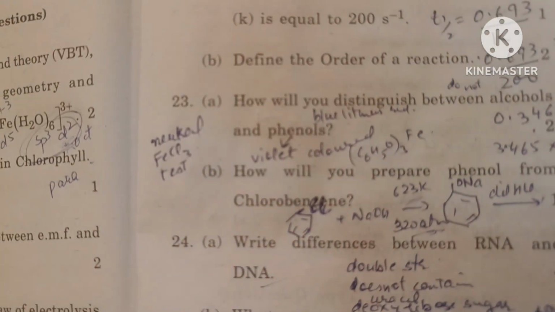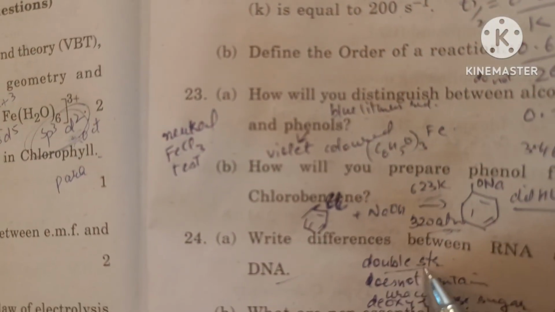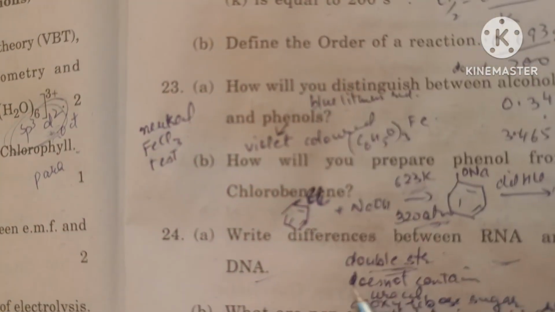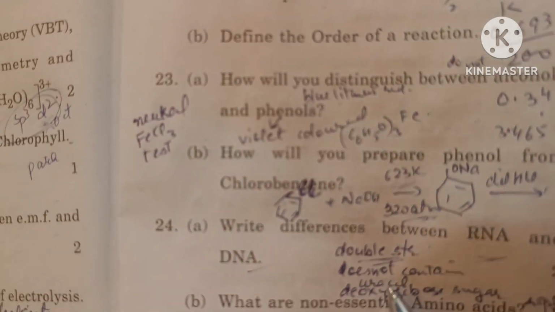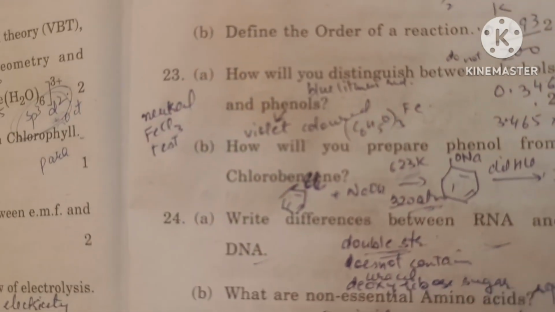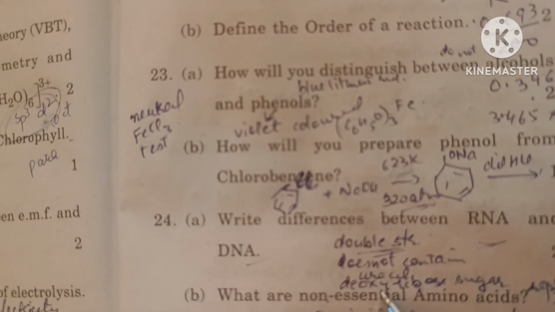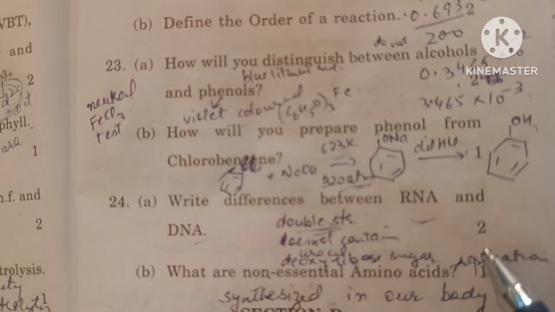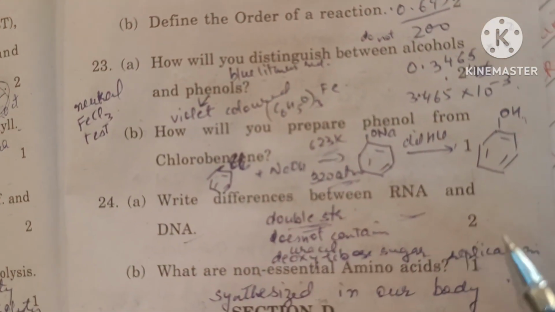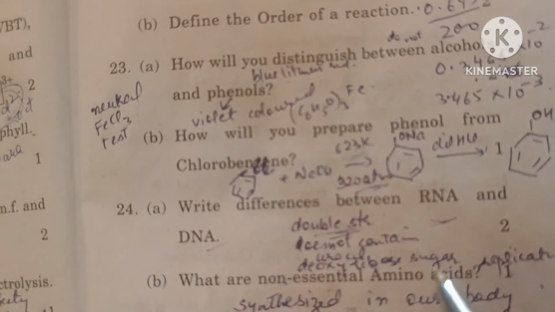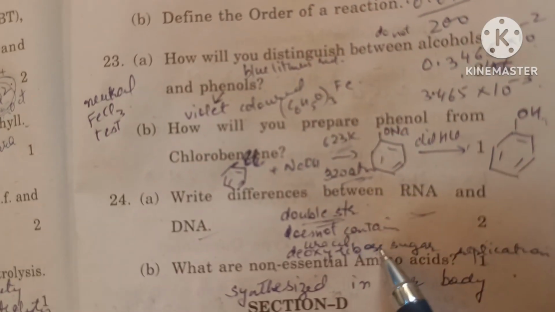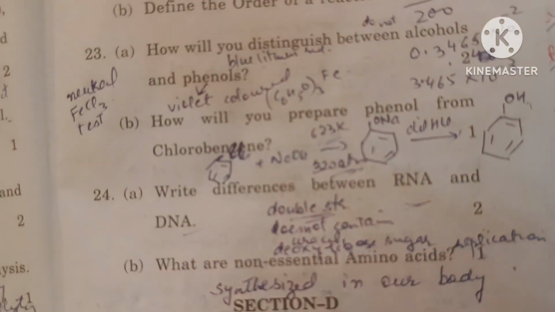Write differences between DNA and RNA. So DNA is a double-stranded molecule, RNA is single-stranded. DNA does not contain uracil, RNA does not contain thymine. DNA में sugar molecule deoxyribose sugar होता है, RNA में it is ribose sugar. DNA जो है it undergoes the process of replication, RNA does not replicate.